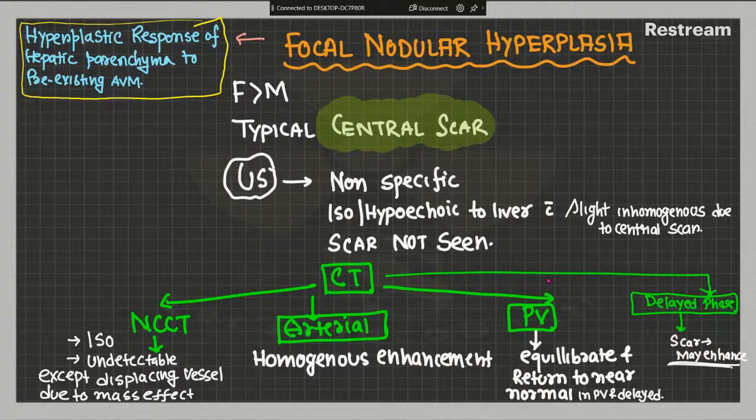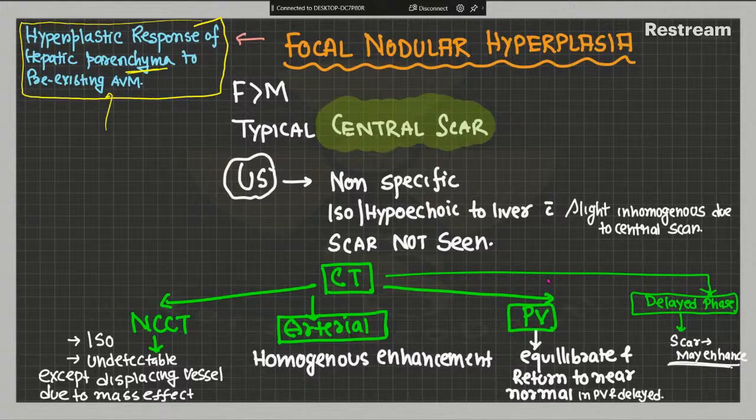It is a hyperplastic response of the hepatic parenchyma to a pre-existing AVM, arteriovenous malformation. This is the theory behind it, the genetic pathological theory they are giving. The main important key: under the tissue slide, focal nodular hyperplasia may mimic normal hepatocytes. That is the point. So if sometimes radiopathology correlation fails, then we have to rely on the imaging more than the pathology. That's the only importance of knowing this.